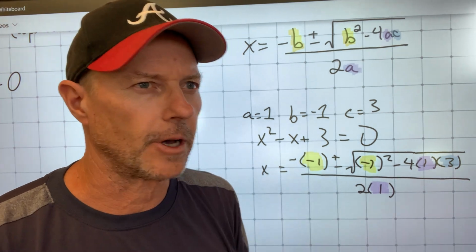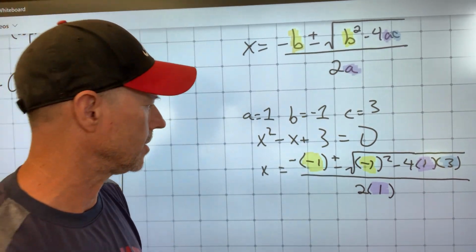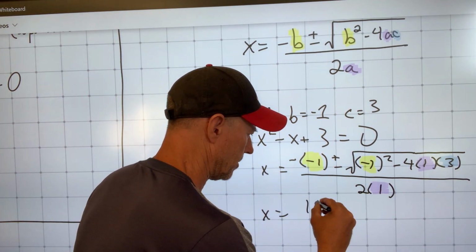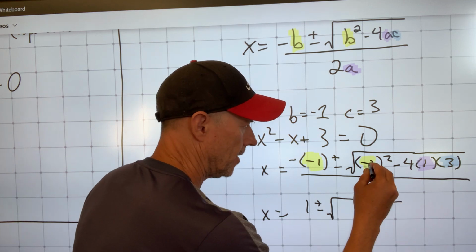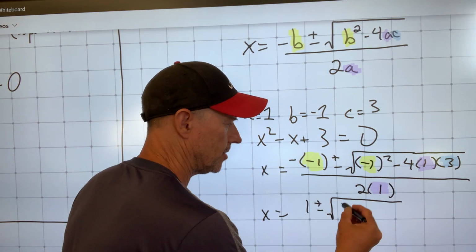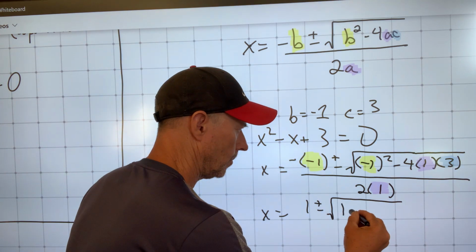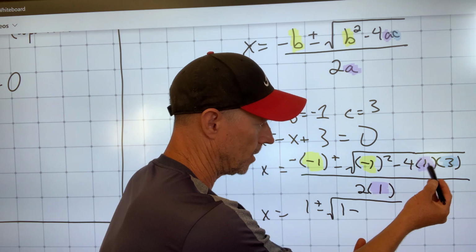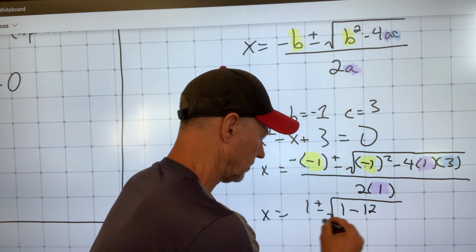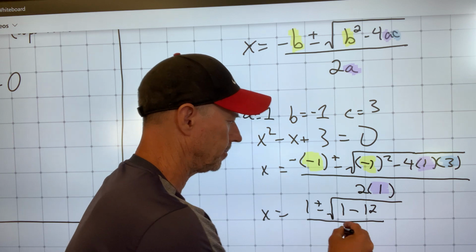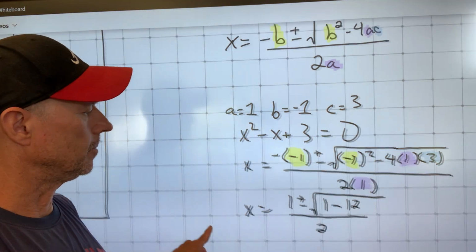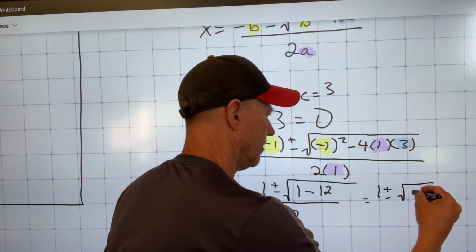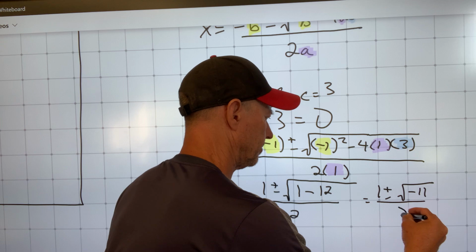And now I'm just going to follow the rule of order of operations. So the opposite of -1 is +1. We still have our plus or minus sign. Here is -1 squared. That's -1 times -1, so that's +1. Now, before I subtract, I have to multiply all this. Well, I have 4 times 1 times 3, so that's 12. And then I have 2 in the bottom. Okay, so we're going to get 1 plus or minus the square root of -11 over 2.